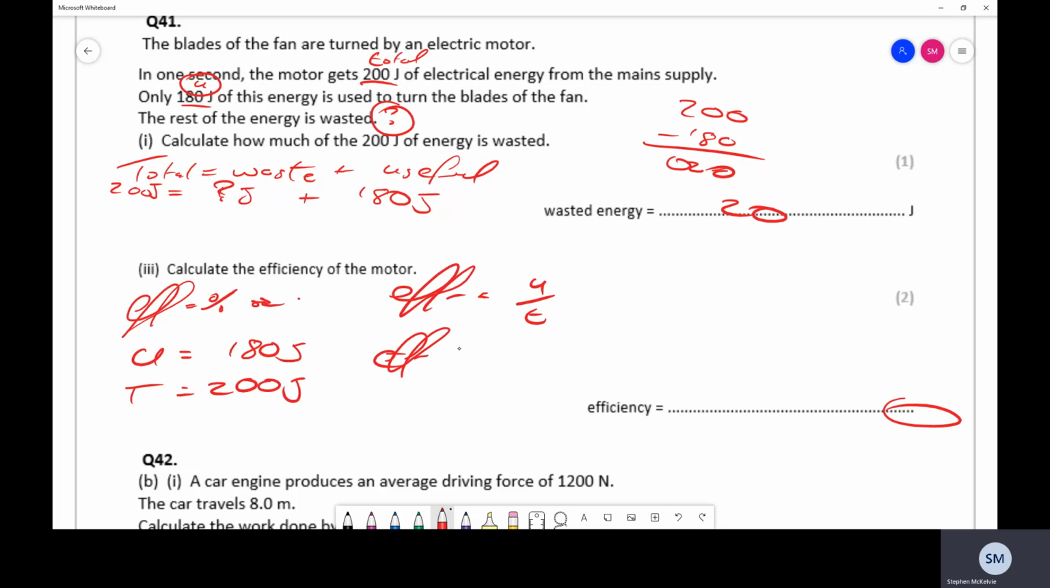Efficiency is equal to 180 divided by 200, giving me 0.9. If I wanted to, I can multiply it by 100 to get that as a percentage: 90%, not bad. Very good. Is that right? Useful turns the blades, the rest of the energy is wasted, yes.